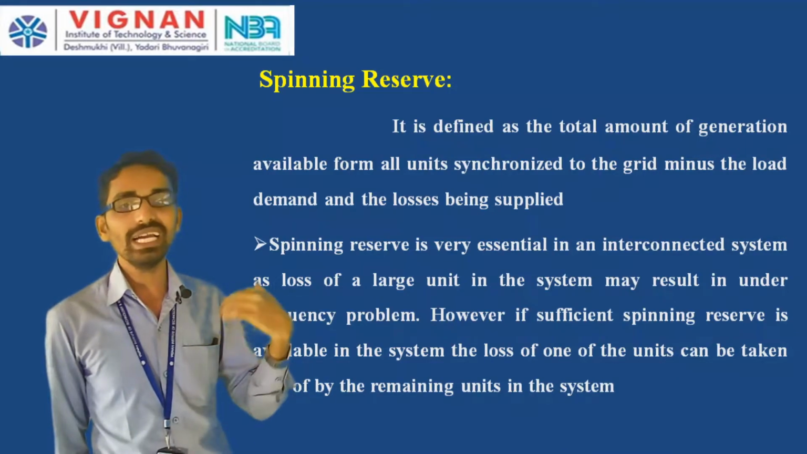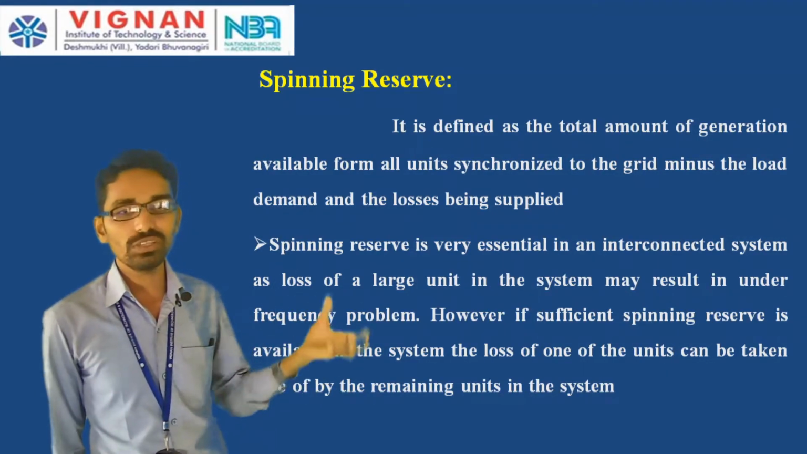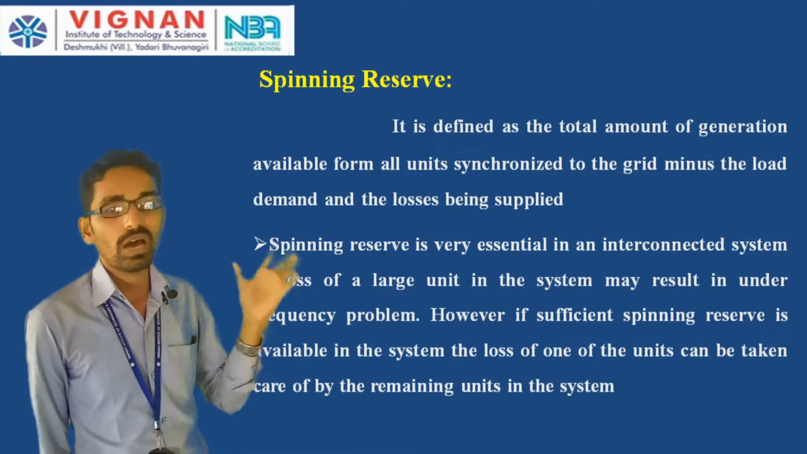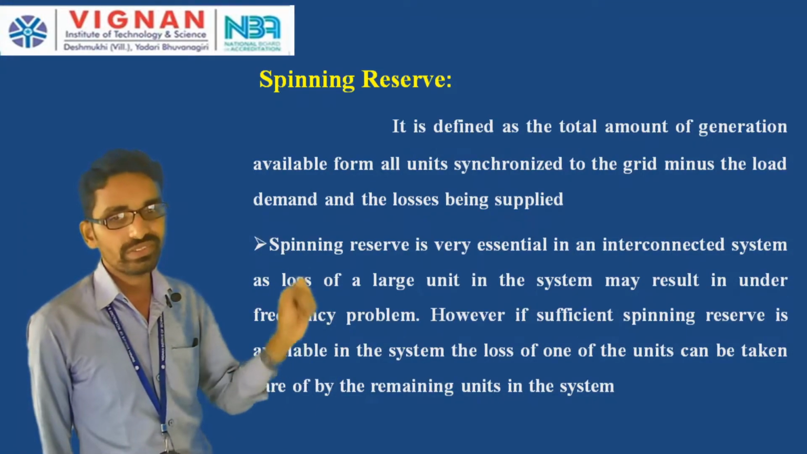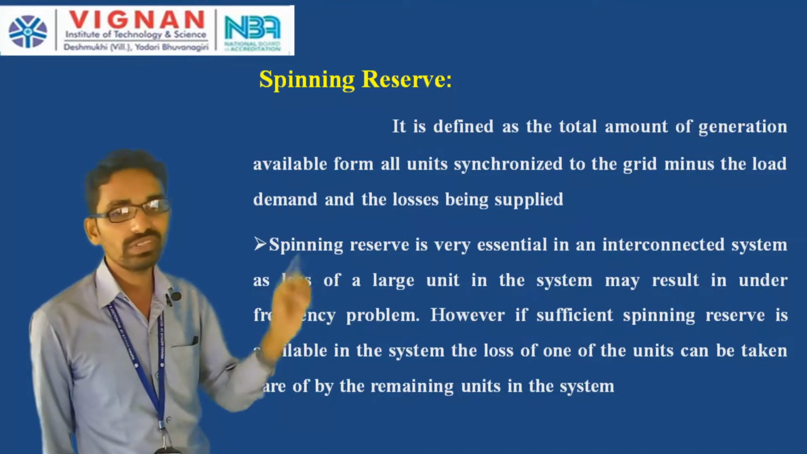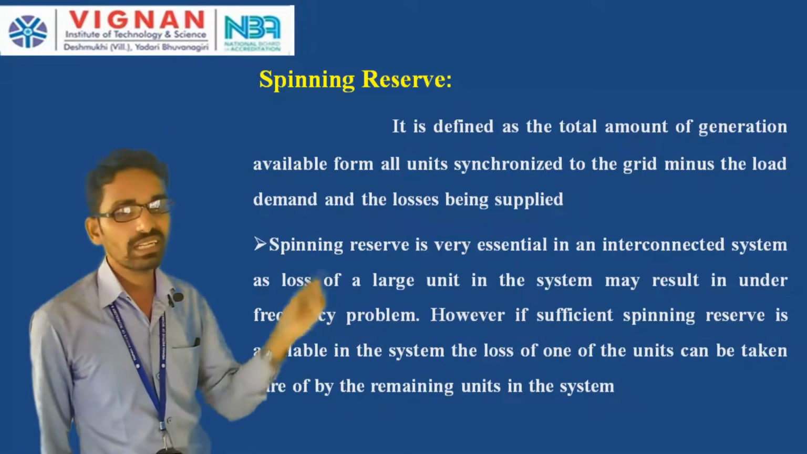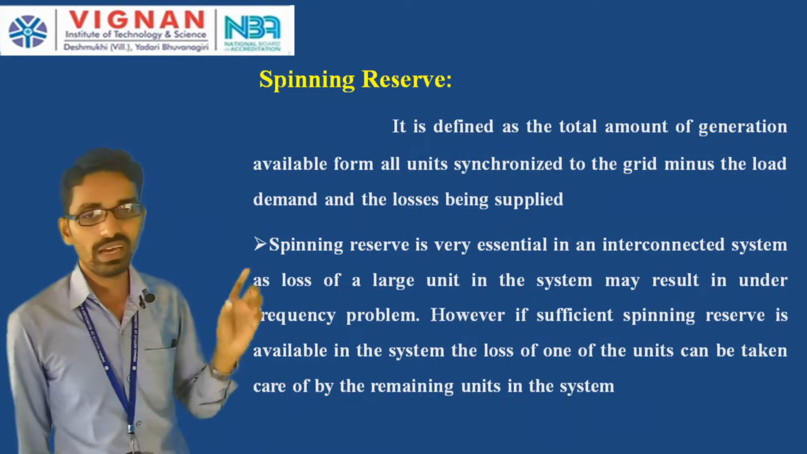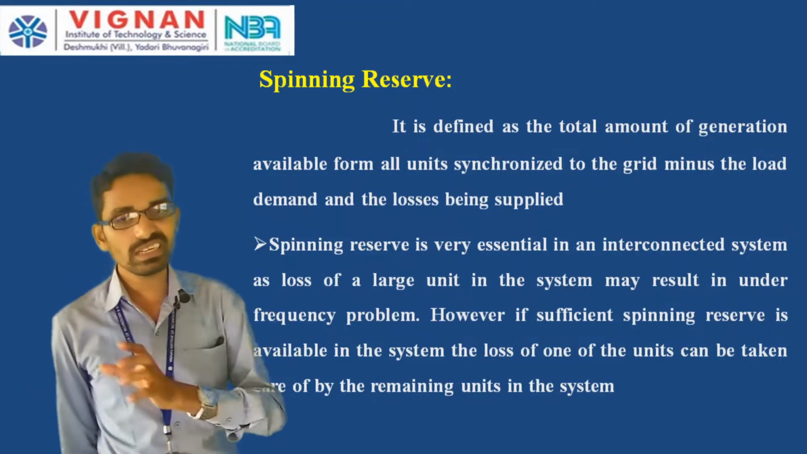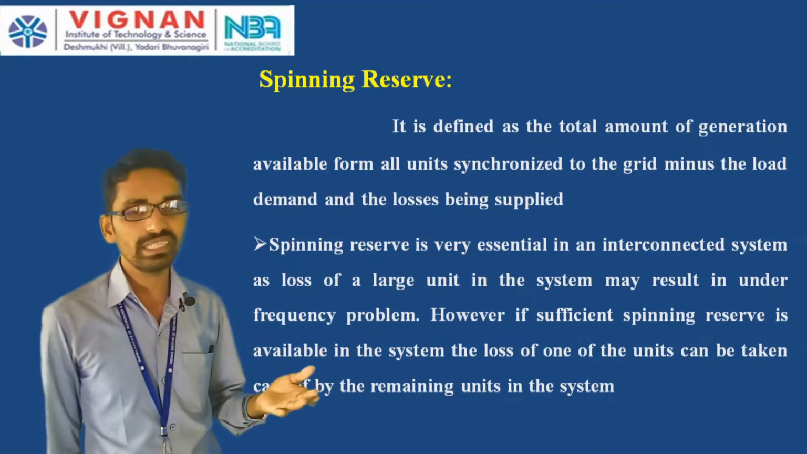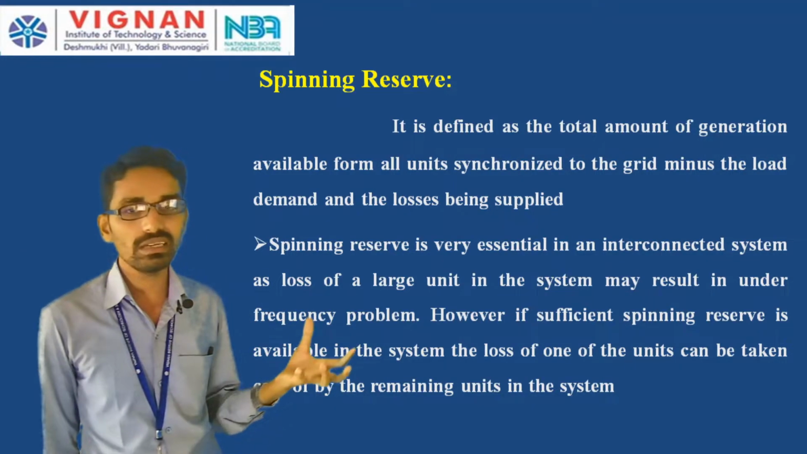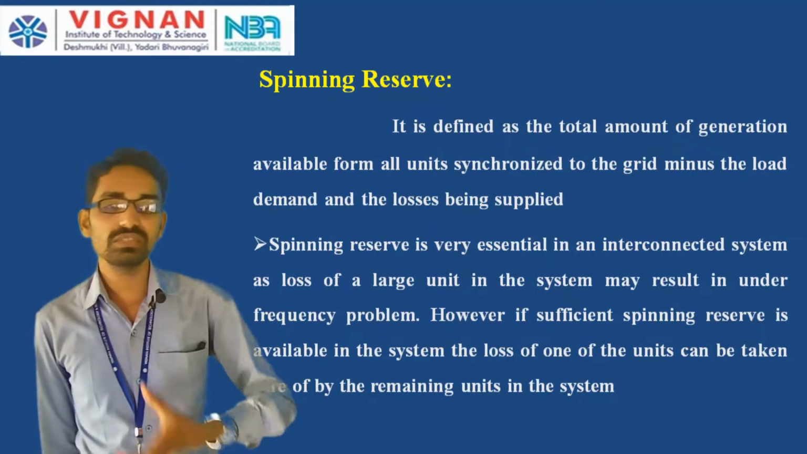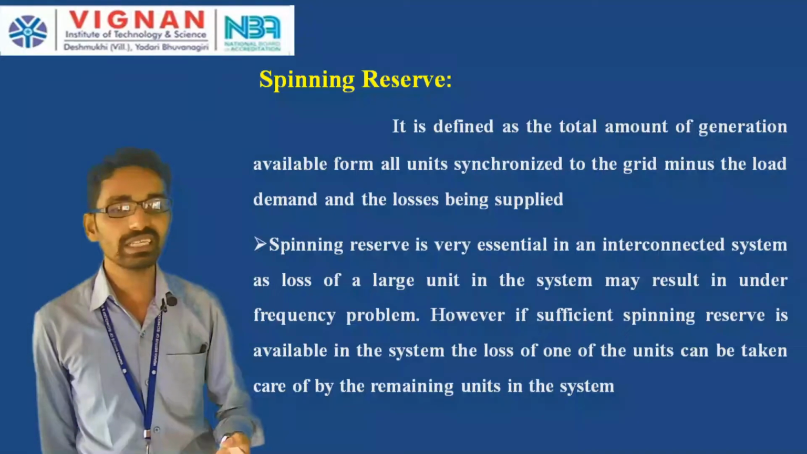So, in order to avoid that collapse of the grid, we are going to provide the spinning reserve. However, if sufficient spinning reserve is available in the system, the loss of one of the units can be taken care of by the remaining units in the system. If any unit is disconnected, the other units are going to take care of it. That means the spinning reserve is going to be distributed among all the generators which are connected to the grid.